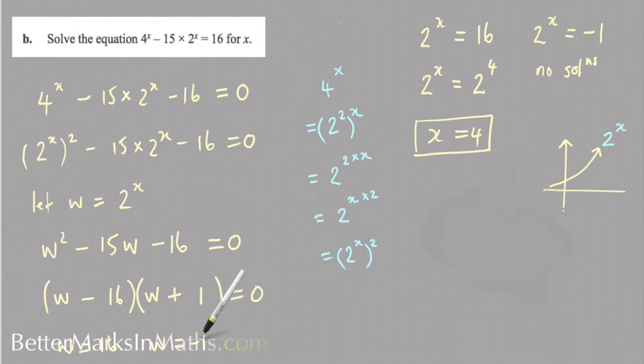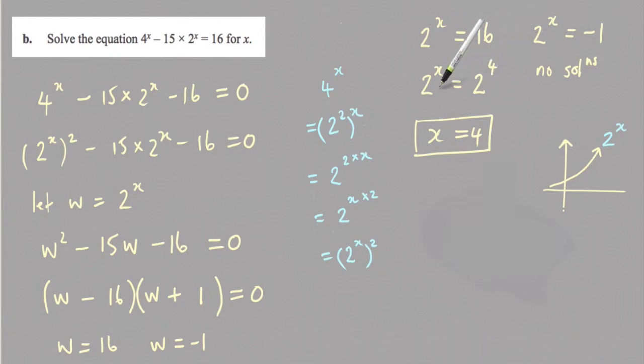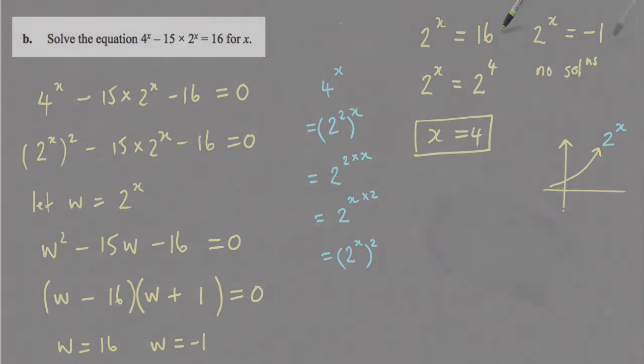And then in the next step, replacing these w's with 2 to the power x, as I've done up here. So 2 to the x equals 16, or 2 to the x equals minus 1. Now, first of all, this one, 16 is equal to 2 to the power 4, and because the bases are the same, that means the powers are also the same. In other words, x equals 4.